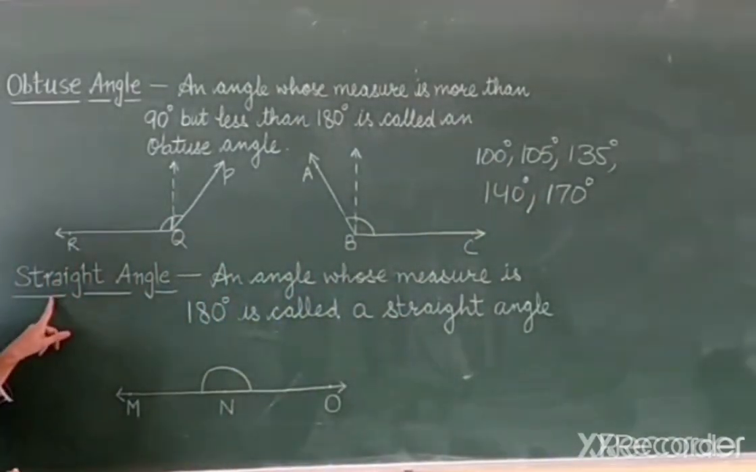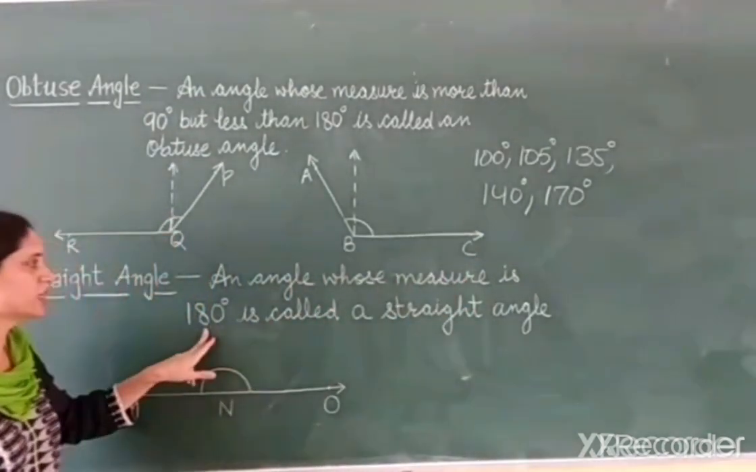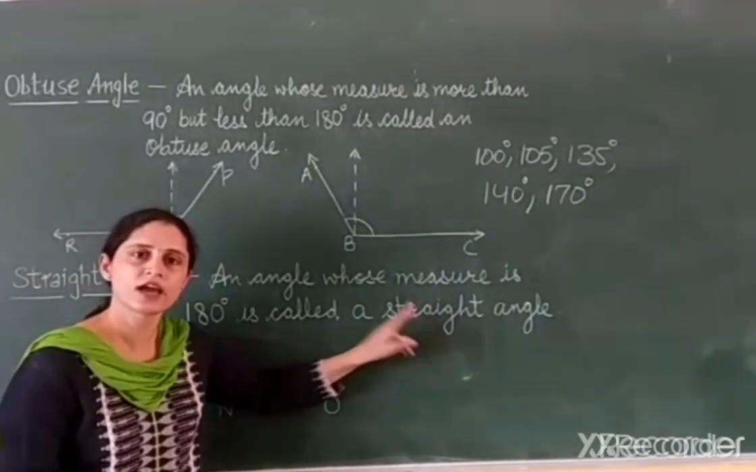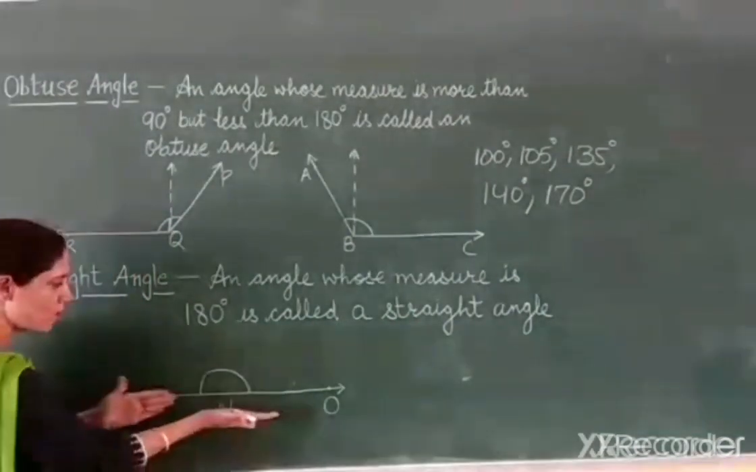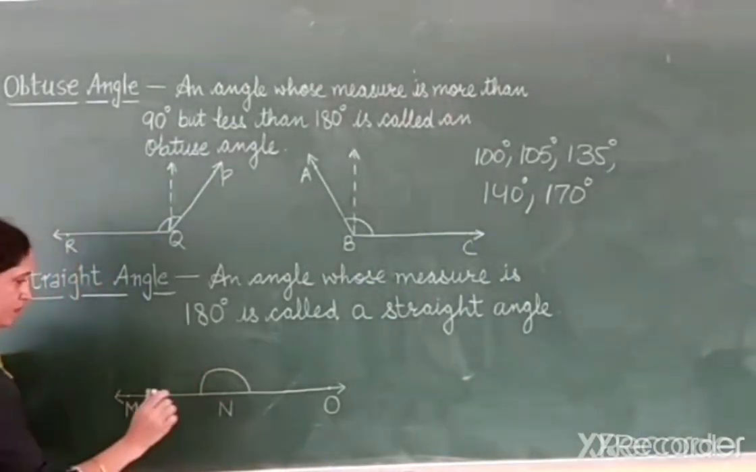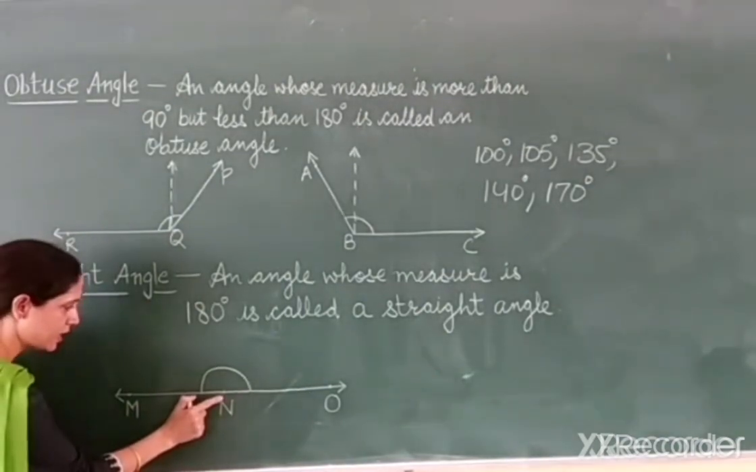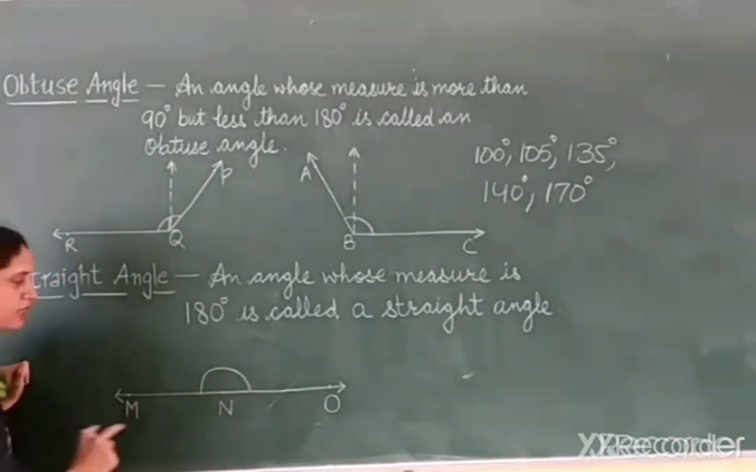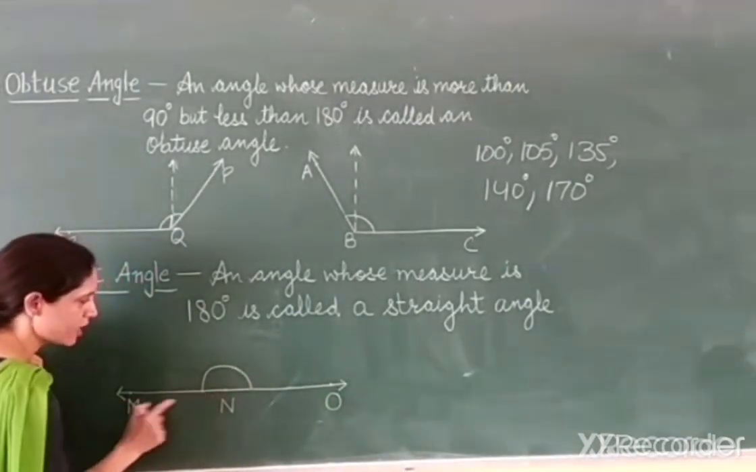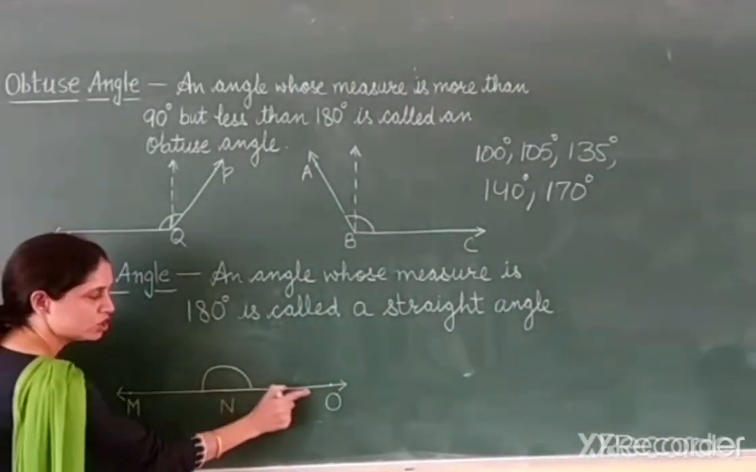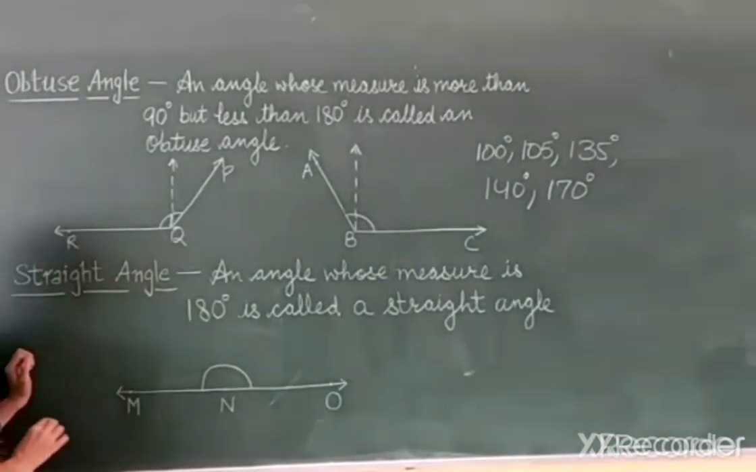Now next is straight angle. An angle whose measure is 180 degree is called a straight angle, or when two rays are opposite to each other. Here there is a first ray, ray NM. Another ray is ray NO. And these two rays are opposite to each other. So this forms an angle of 180 degree.